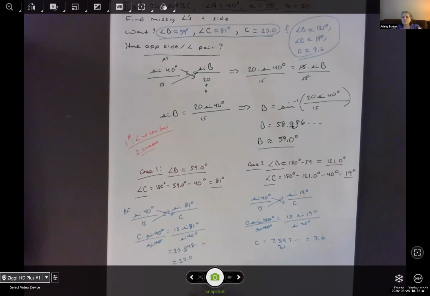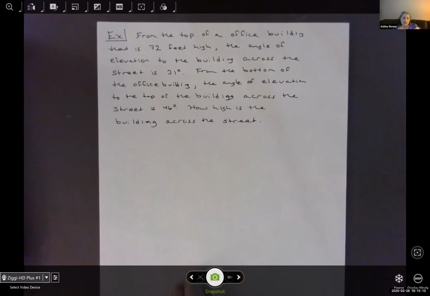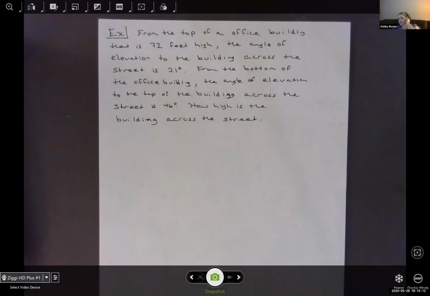Let's do one more example in this video here, and we'll pause. A word problem, an application. From the top of an office building that is 72 feet high, the angle of elevation to the building across the street is 31 degrees. From the bottom of the office building, the angle of elevation to the top of the building across the street is 46 degrees. How high is the building across the street?